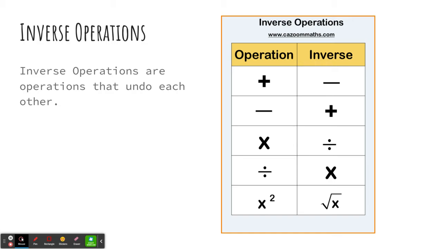We need to recall our inverse operations from previous videos. Inverse operations are operations that undo each other. Addition and subtraction are inverses, multiplication and division are inverses, squaring and square rooting are inverses. We'll be using these just like we used them when solving equations.